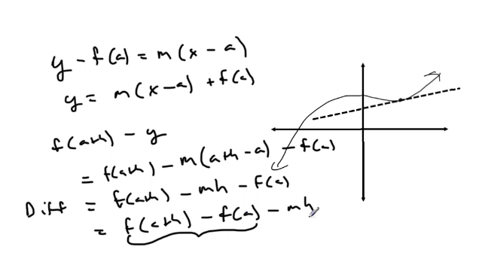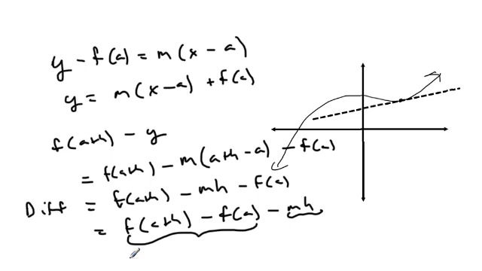Okay, and now what's this guy right here? This is the same thing, but in terms of the tangent line. So I go over h. How far up do I go? Well, I go up mh. So this is the change in y with respect to the function, and this is the change in y with respect to the linear approximation.